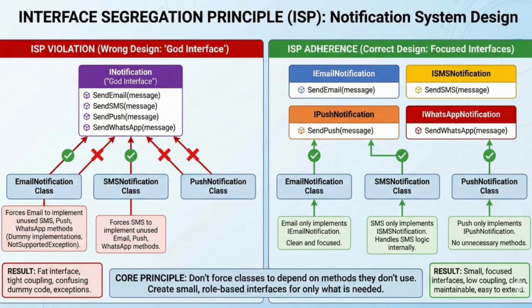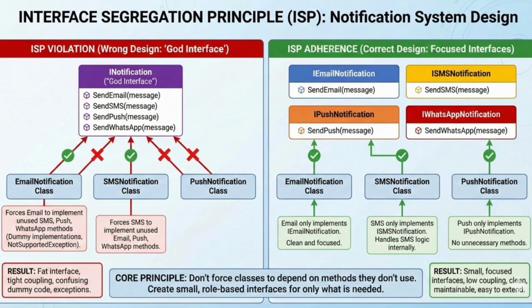Consider applications that send notifications. At first, they may support only email notifications. Later, requirements come to add SMS, then push notifications, then WhatsApp alerts, and many more in the future. Now, instead of creating one big notification interface with every possible method like send email, send SMS, send push, send WhatsApp, the interface segregation principle says, don't force every notification class to implement all these methods. A class should only depend on the features it actually needs.